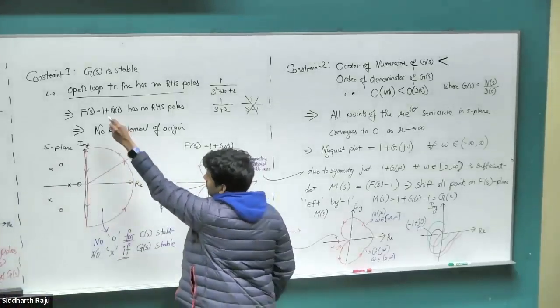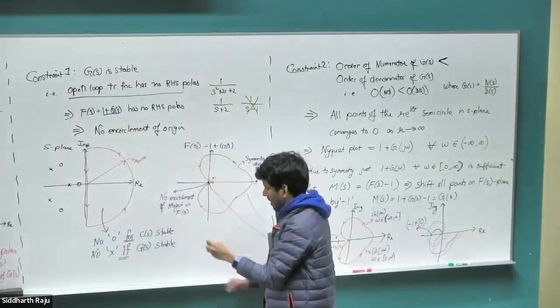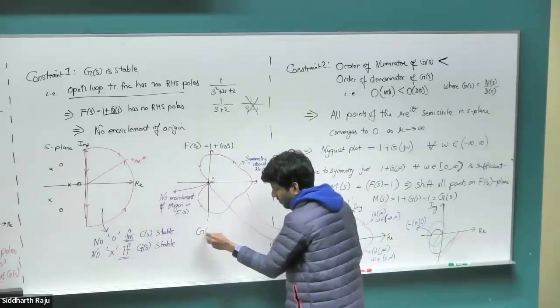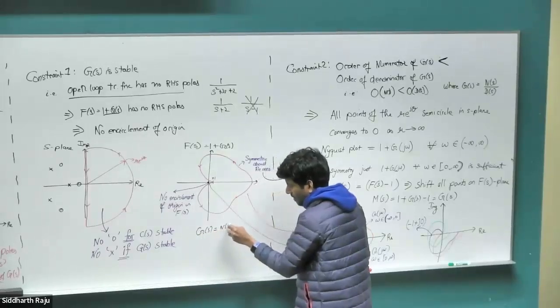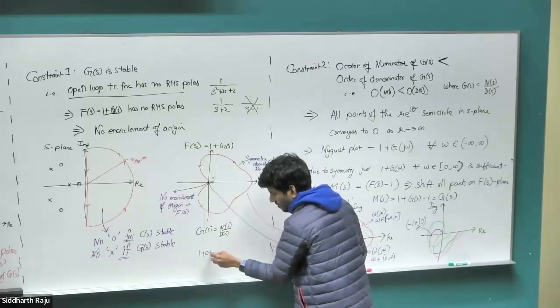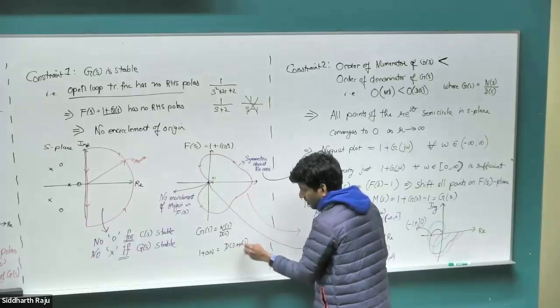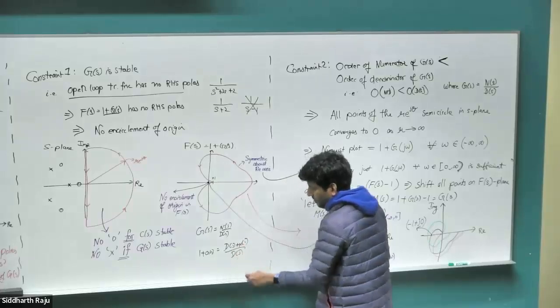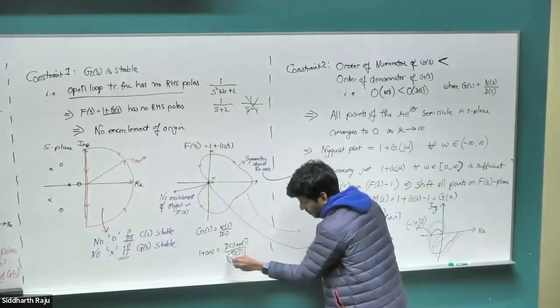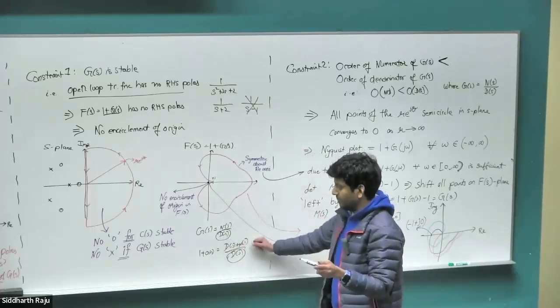What are the poles of 1 plus G of S, H of S? Those are going to be the same as the poles of G of S. If G of S was some numerator of S divided by denominator of S, then 1 plus G of S is just going to be denominator of S plus numerator of S, divided by denominator of S. The poles of 1 plus G of S are the same as the poles of G of S. That doesn't change. Only the numerator part changed.